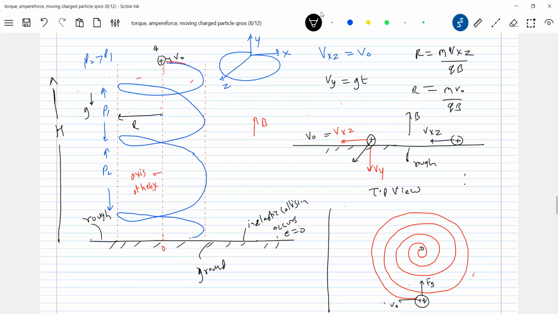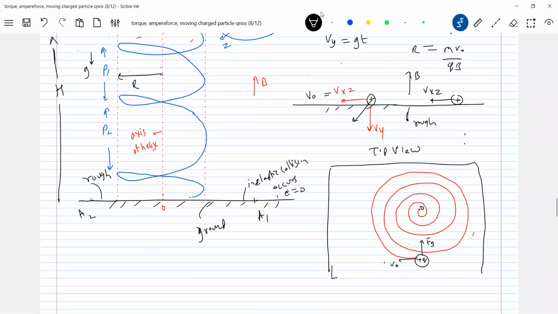Everything is on the ground. I'll write P1, and this is A1, A2, no? So what is A1, A2? Okay, you are viewing from the top. The charged particle will be like this. Finally it will come to rest here.